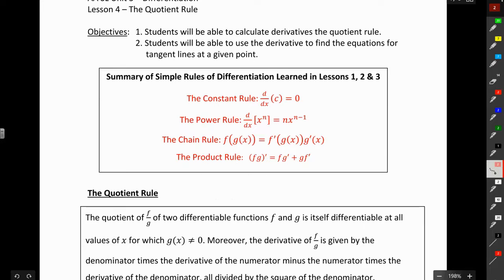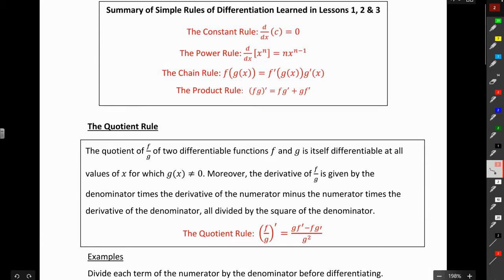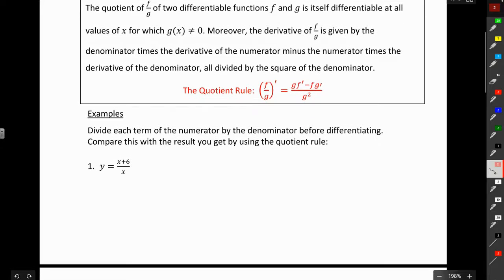So we're moving on to the quotient rule, and you're going to be using that if you have a quotient, if you have a fraction. So here we go. If you have a fraction and it's the simplest way to approach it, you could use the quotient rule. It would be the denominator times the derivative of the numerator minus the numerator times the derivative of the denominator, divided by the denominator squared. All right, we have some examples.